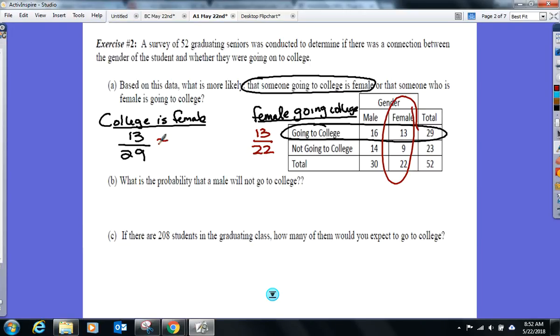I always look at the percents. This one right here is about 0.45. And this one right here comes out to be about 0.59 in your calculator. So more likely, a female is going to college. Yep.